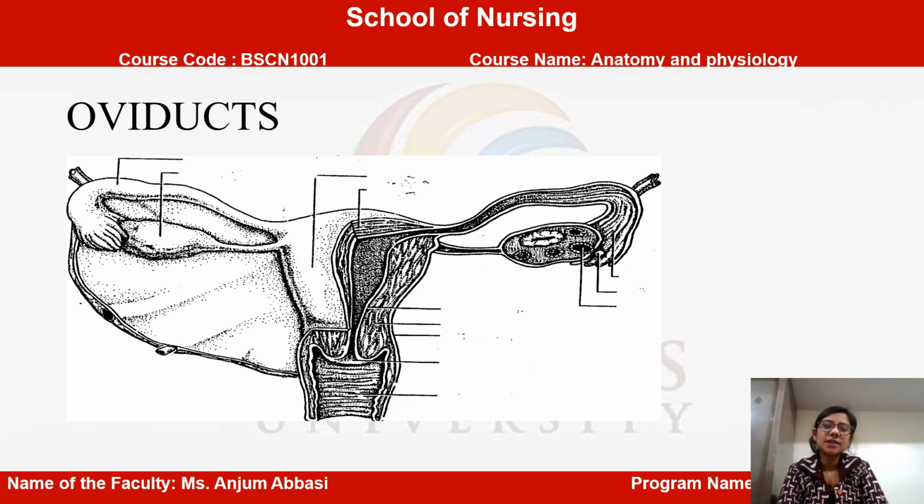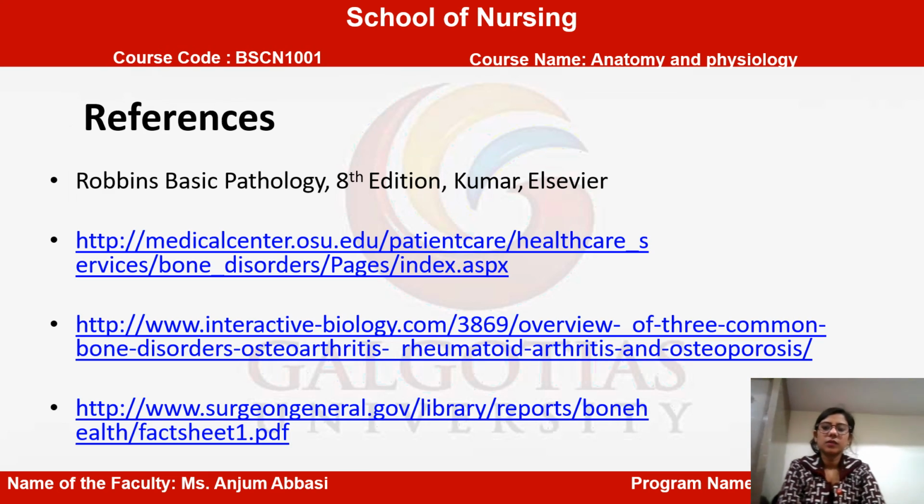So students, in this slide you can see the oviduct and the uterus. The outermost layer is known as the perimetrium, then the middle layer is known as the myometrium, and the innermost layer is known as the endometrium. This was about today's class in which we have learned the uterus and its parts along with its layers. Hope this class will be clear to you all.